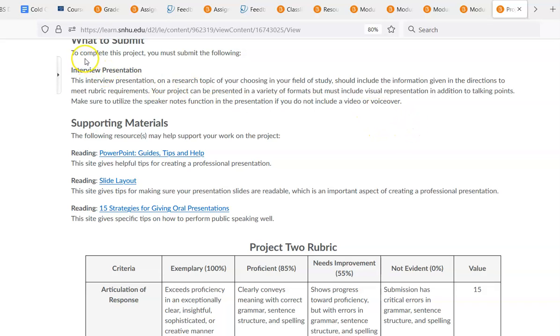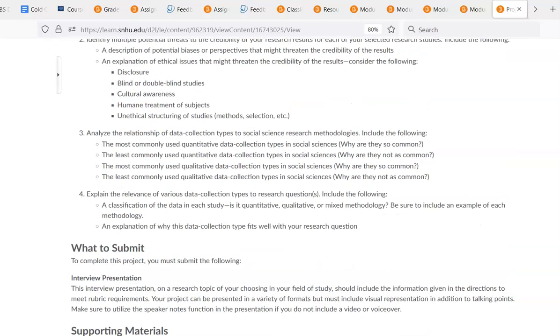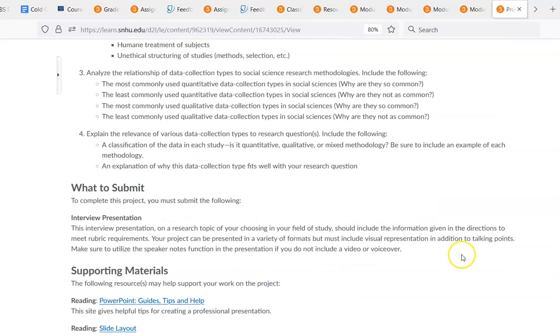So here's the presentation. You submit the following. This interview presentation on a research topic of your choice. It's a PowerPoint in your field of study. Include the information given in the directions to meet rubric requirements. So again, here we go. Many of you did a really good job with that. Very creative. I think that does speak to the creative sides of everybody. Anyway, long story short, this is what's going on. Call me or connect with me if you need help.